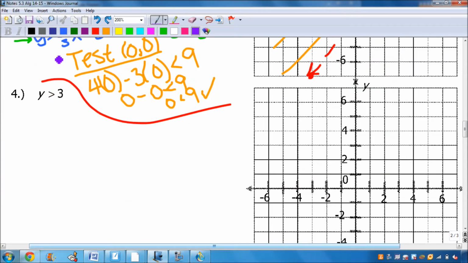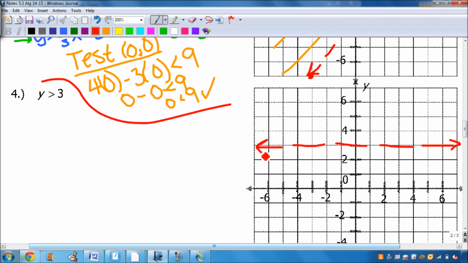All right, let's take a look at question number 4. In number 4, it says y is greater than 3. I don't have to do anything to isolate the y. So all I have to do is recognize what kind of a graph this is going to be. Well, y equals 3 is a horizontal line, so I'm going to start by graphing out a horizontal line. But y can't equal 3 because it's not greater than or equal to 3. It's just greater than 3. So I'm going to draw a dotted line to indicate that it could be really close to 3, but it just doesn't touch 3.